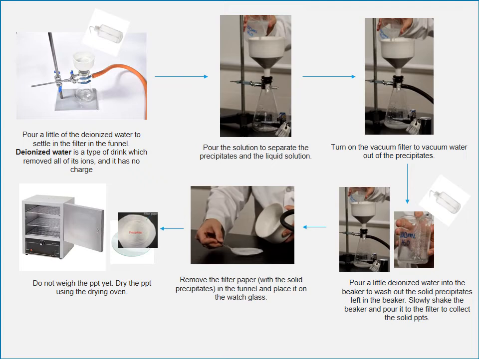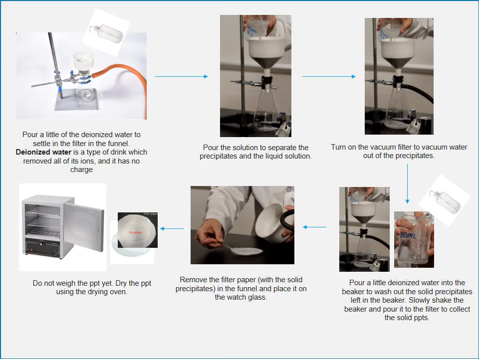Pour a little of the deionized water into the beaker to wash out the solid precipitates left in the beaker. Slowly shake the beaker and pour it to the filter to collect the solid precipitates. After which, we have to remove the filter paper with the solid precipitates. Okay, so again, after pouring everything, we have to remove our filter paper with the solid precipitates in the funnel and place it on the watch glass. Okay, after placing it on the watch glass, we are going to place it in the oven.